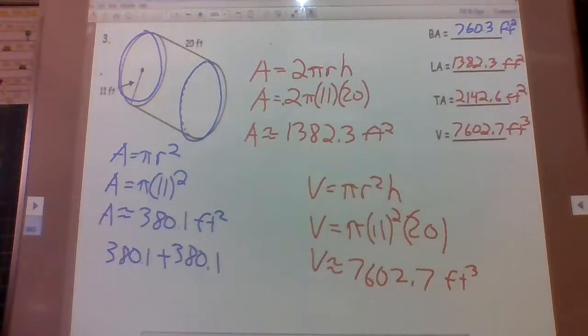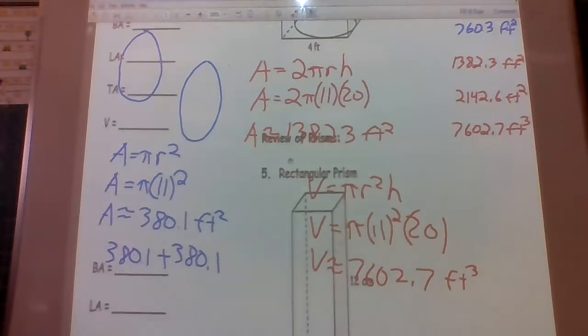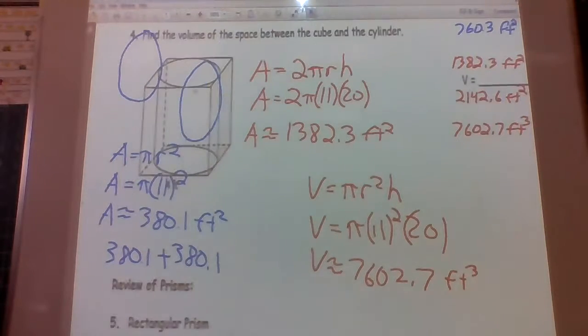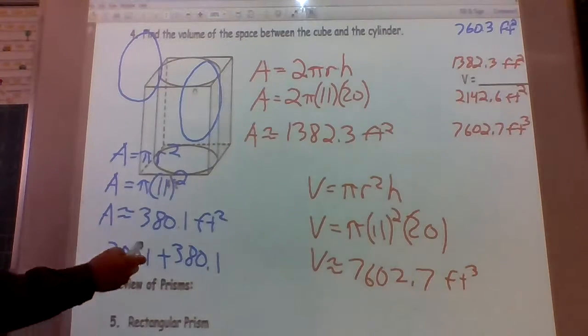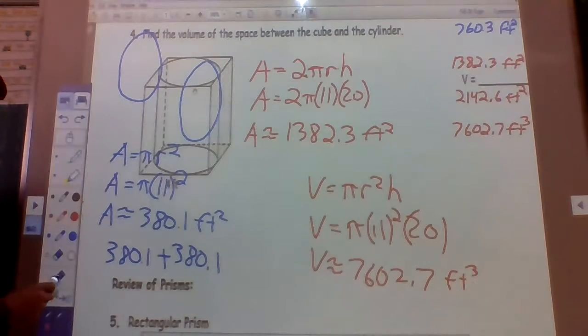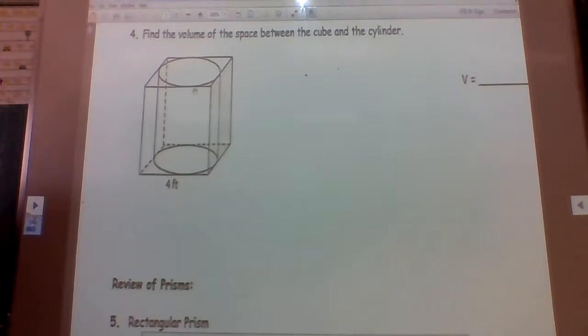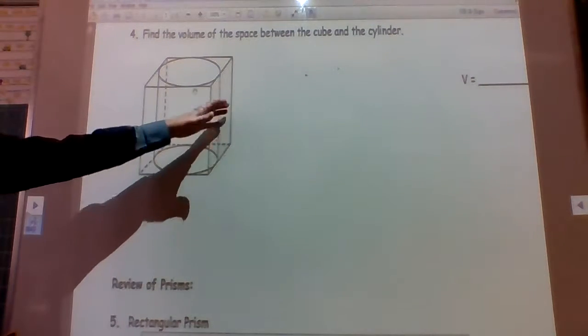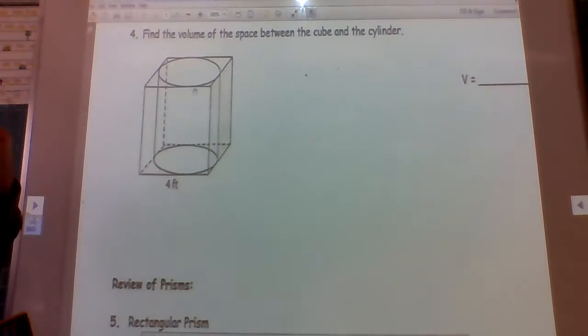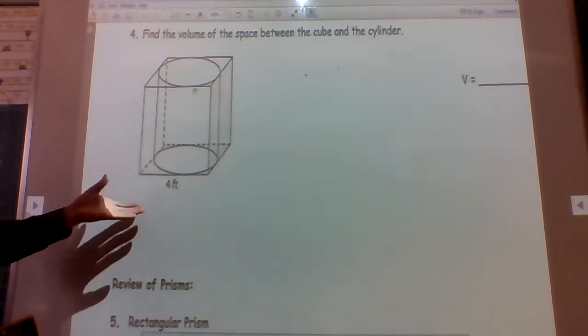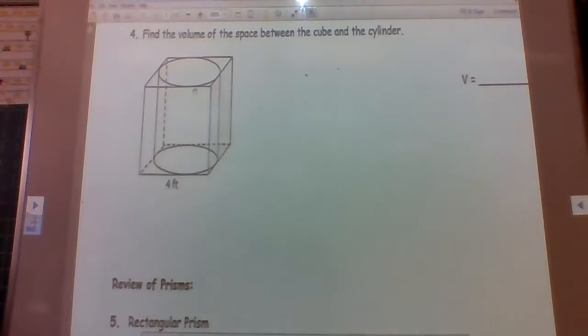Okay. Problem 4 is, I believe, a cylinder and a cube. Yeah, so they're asking find the volume of the space between the cube and the cylinder. Okay, so we got to find the volume of the cube and the volume of the cylinder, and subtract the volume of the cylinder from the volume of the cube to get the space in between the cube and the cylinder.